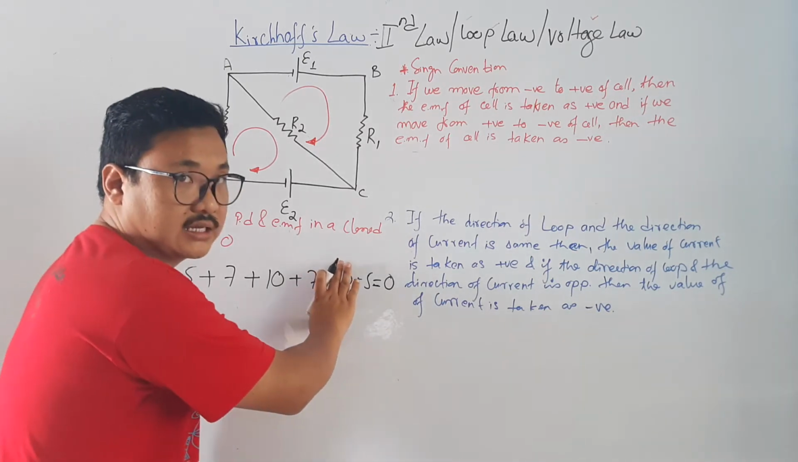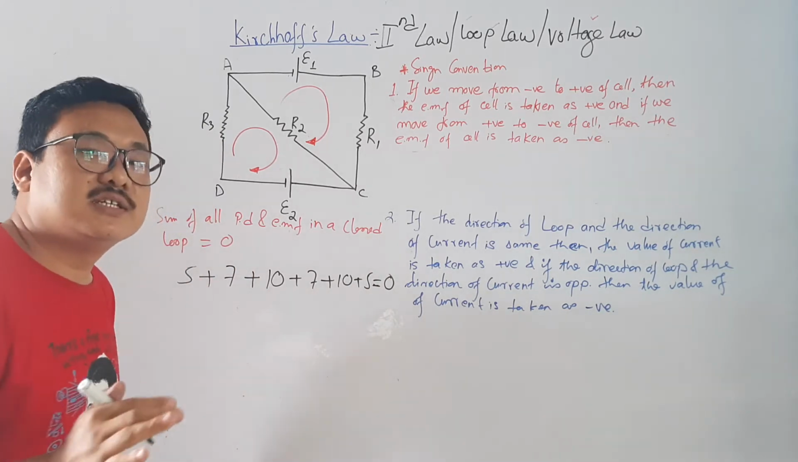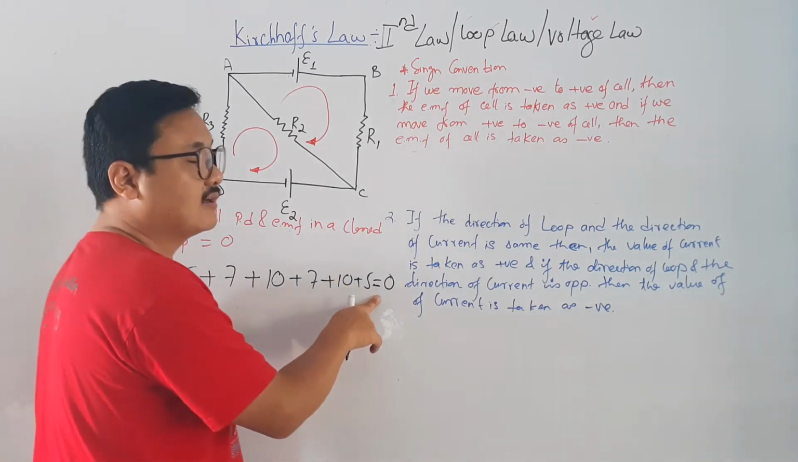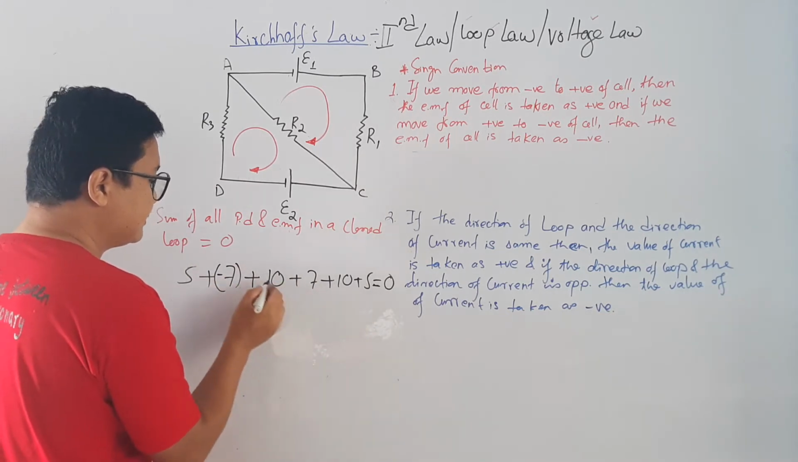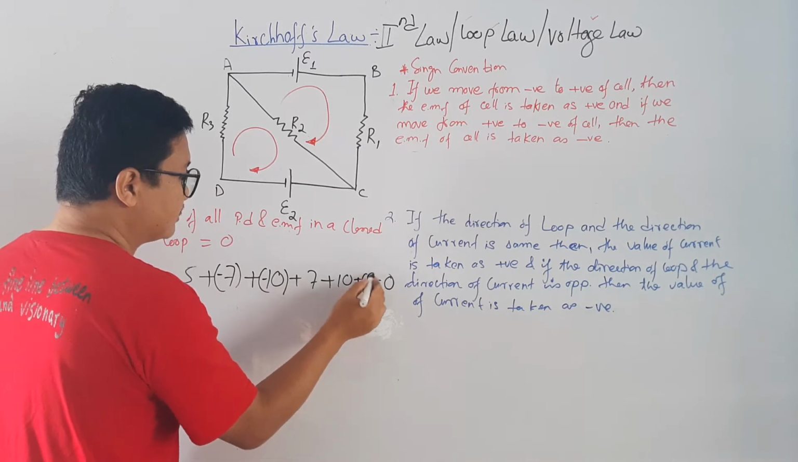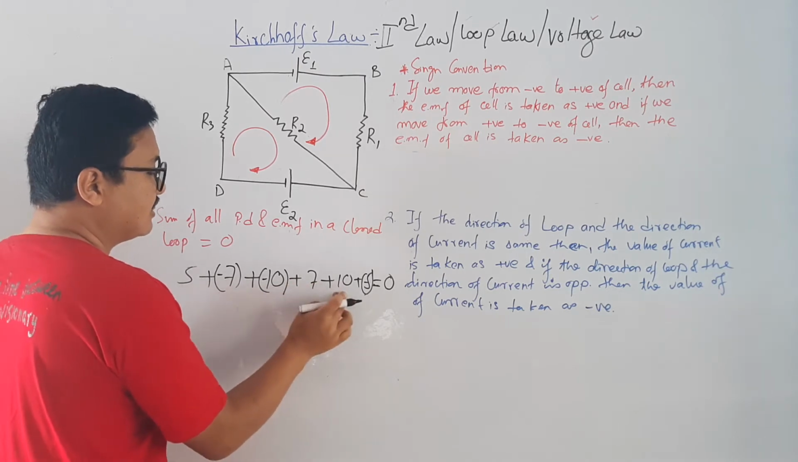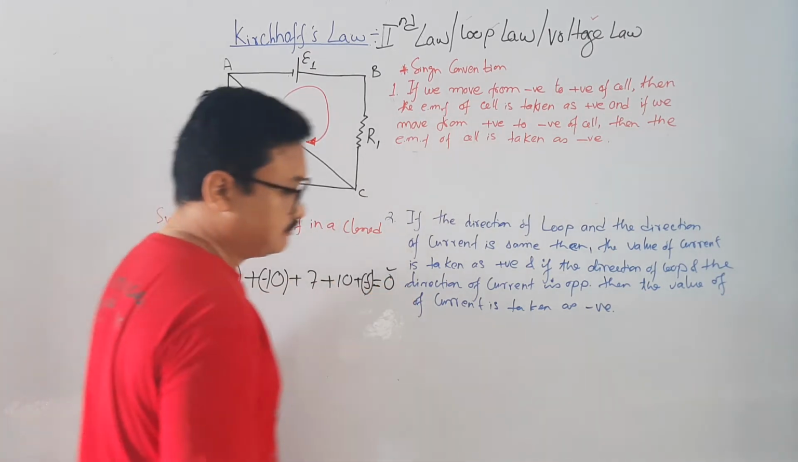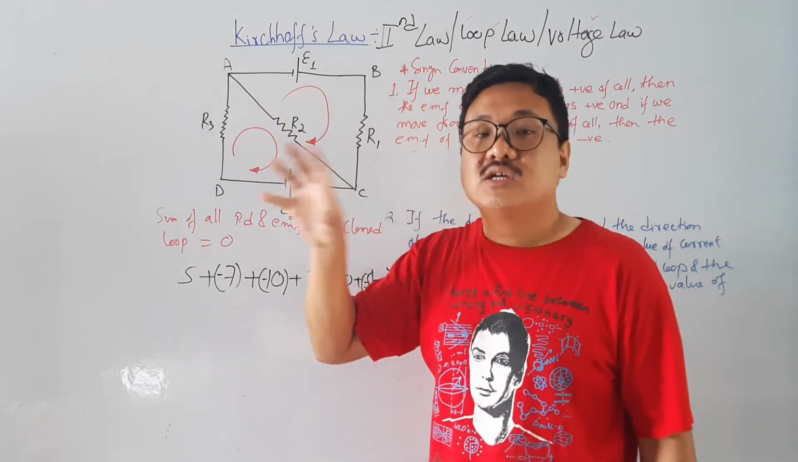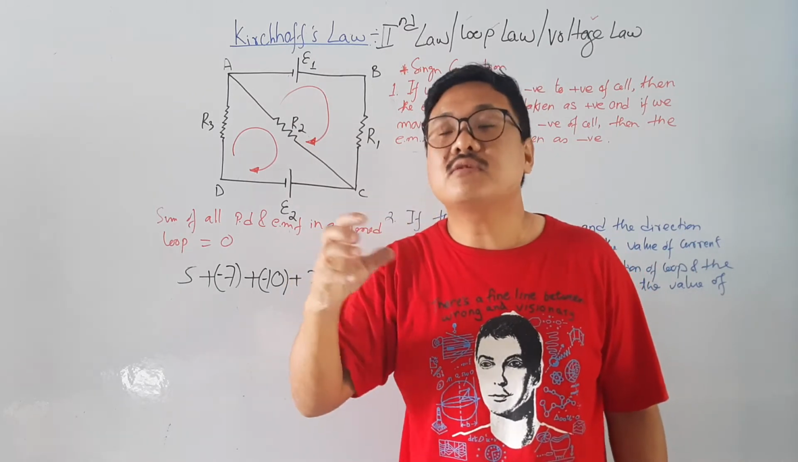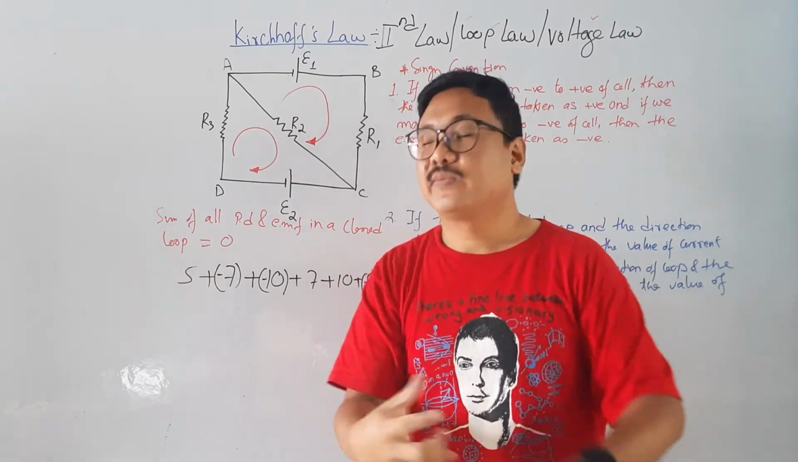So this is a very important concept. Then what should be there? Some quantity should be negative. Only then will the sum become 0. For example, if I take plus 5, minus 7, plus 7, minus 10, and plus 10, these cancel and I get 0. It means that in a closed loop, some of the potential drops or EMFs have to be negative, so that whenever I add them, it will give me 0.